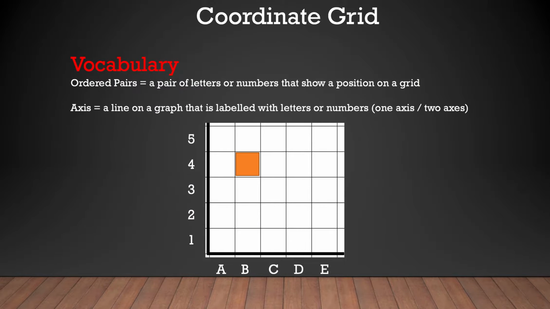Let's talk about the vocabulary. Ordered pair is a pair of letters or numbers that show a position on a grid. An axis is a line on a graph that is labeled with two letters or numbers. One axis, and the plural is two axes.